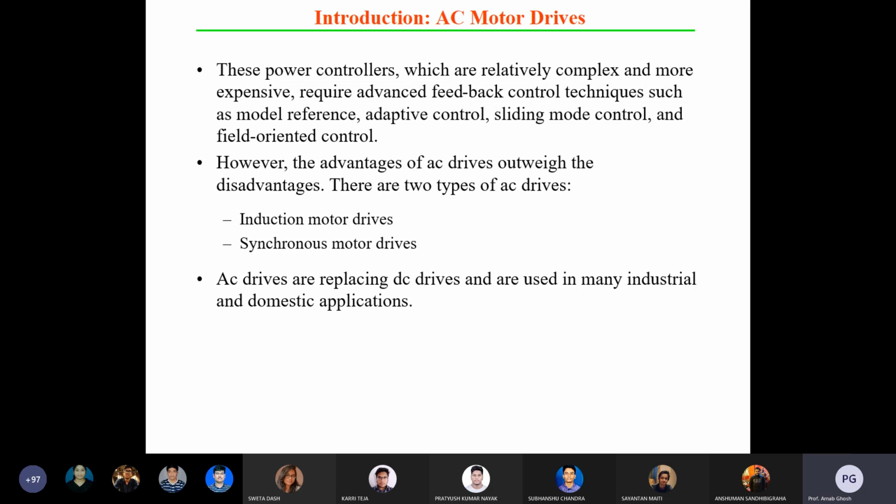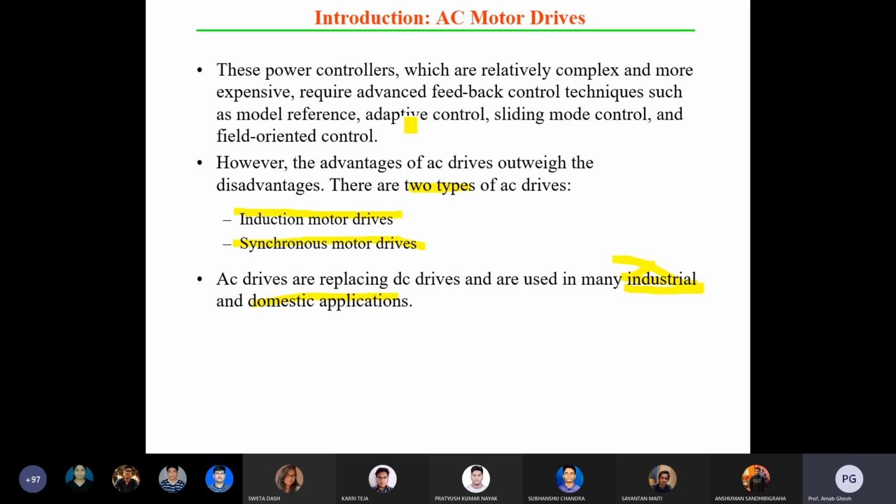So what are the different types of drives we are using for it? We are using synchronous motor drives and induction motor drives. As AC drives are replacing DC drives, they are used mainly for industrial and domestic applications. So there are two types of drives we are talking about: induction motor drives and synchronous motor drives.